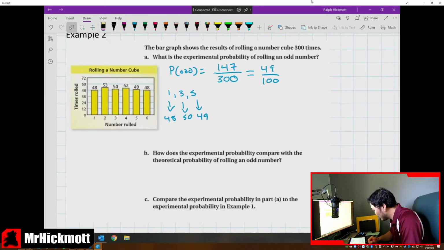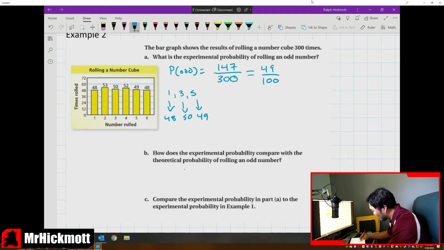How does the experimental probability compare with the theoretical probability of rolling an odd number? So in this case, what we've got to be thinking is, okay, theoretically, if you roll it 300 times, that means each number should have the same equal likelihood of coming up. Okay, wow, that was a little tongue twister. But basically, if each number has the same chance of coming up, then that means 1, 3, and 5 are half of the numbers on a standard rolling dice.